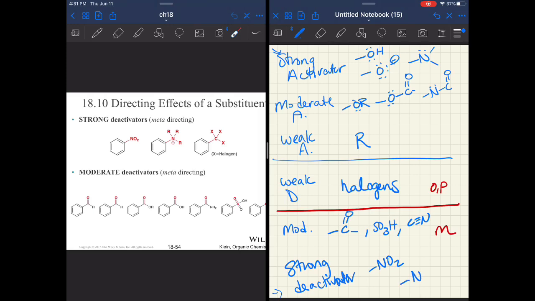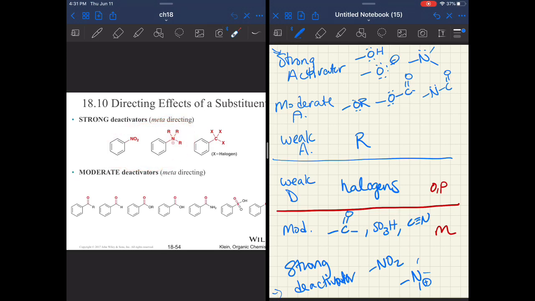The strong deactivators, the one that I really want you to know is NO2. It's not bad to know the quaternary positively charged nitrogen. It doesn't have to just be oxygens attached. I'm not going to ask you about this one, but if you replaced all the hydrogens on a methyl with like fluorine or chlorine, that would actually change it from a moderate activator to a strong deactivator. But I'm going to focus on these two.